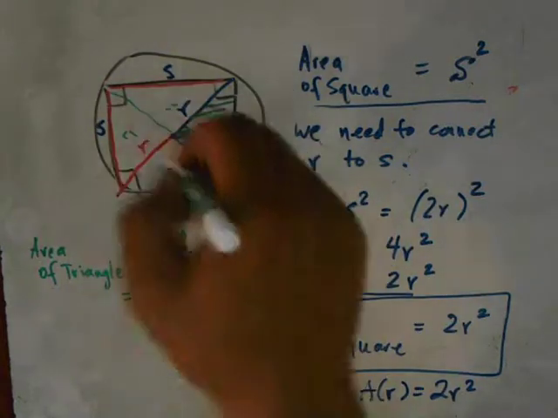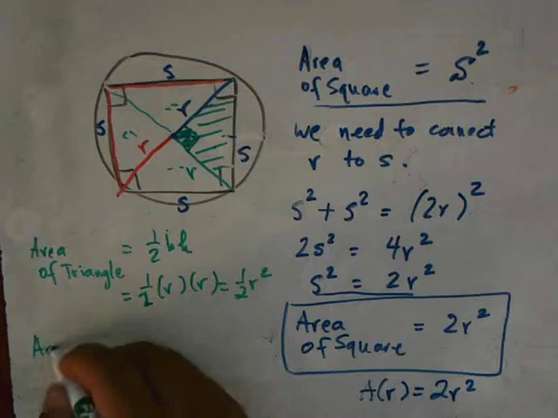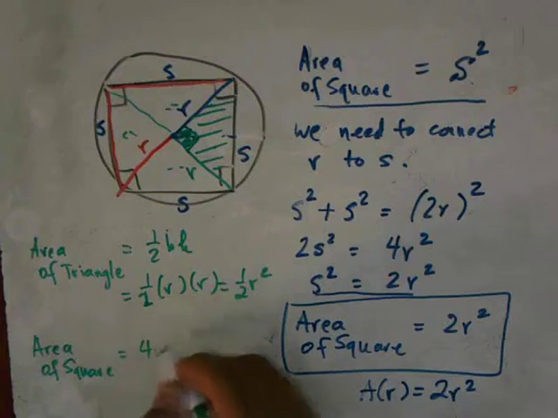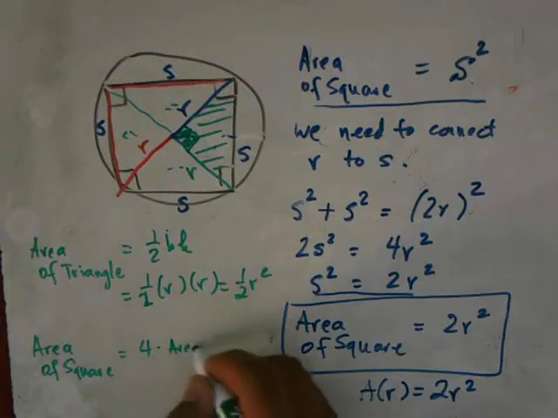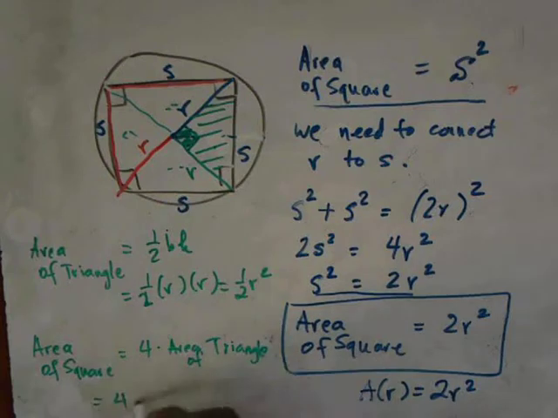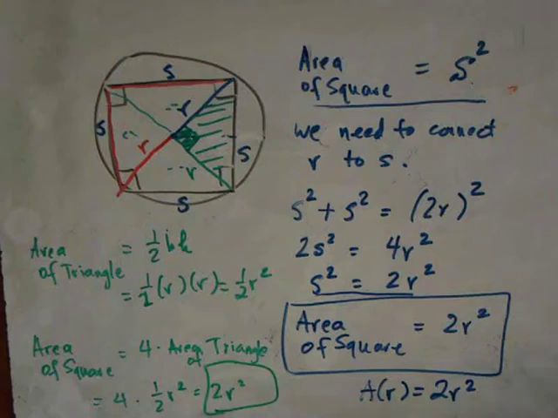Okay, you have 4 triangles here, and so the area of the square is really 4 times the area of the triangle, which is 4 times 1/2 r squared, which is just 2r squared. And you can see here that this answer is the same thing as the answer that we got over here. We just did this problem in 2 different ways.